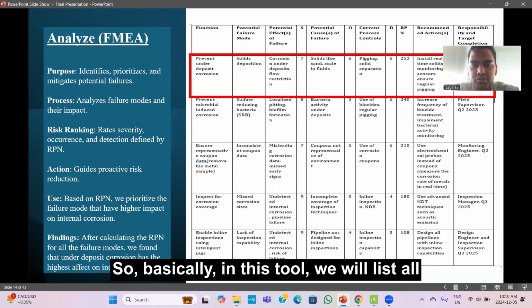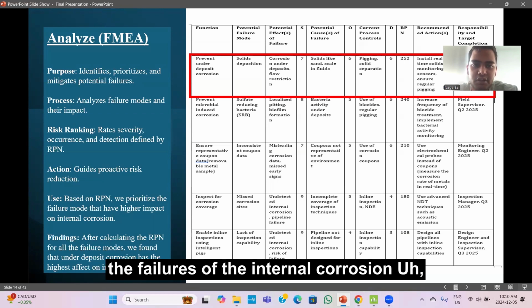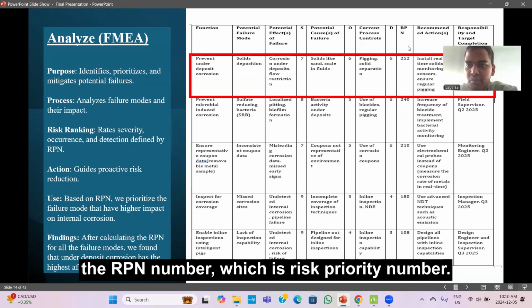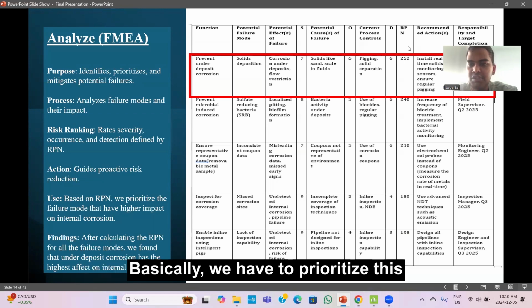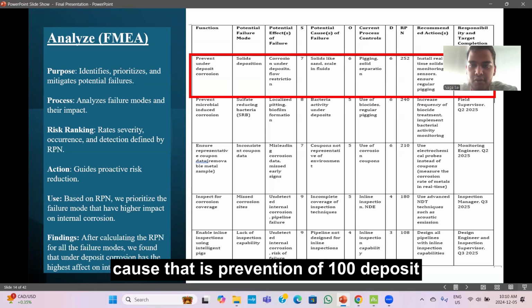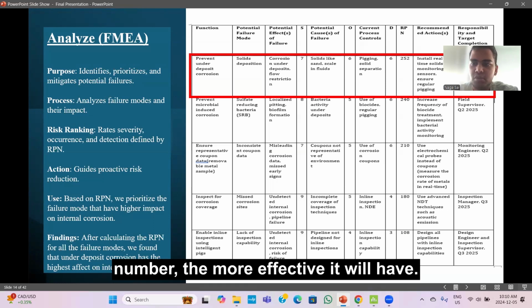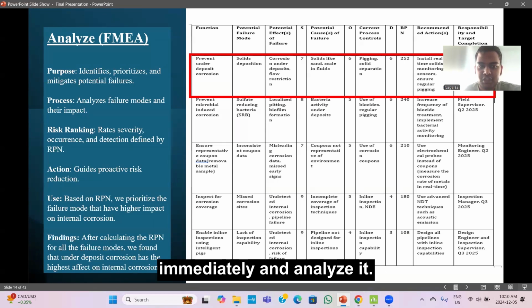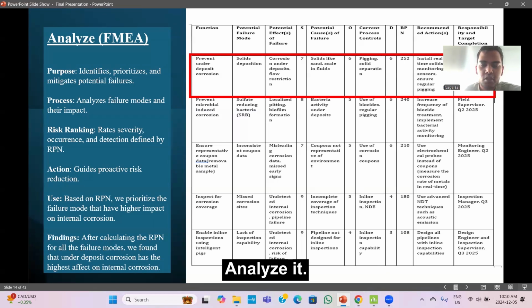Analyze phase. In the analyze phase, we have used a tool which is failure mode and effect analysis. In this tool, we list all the failures of the internal corrosion. We scope it down to one failure based on the RPN number, which is risk priority number. We have to prioritize this cause, that is prevention of under deposit corrosion, because it has a higher RPN number, the more effect it will have. So we need to correct that cause immediately.